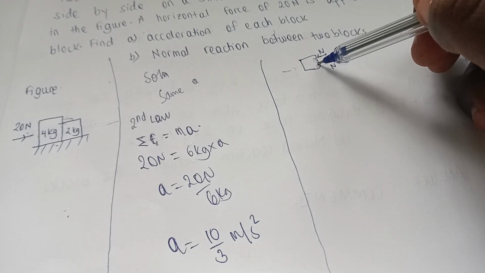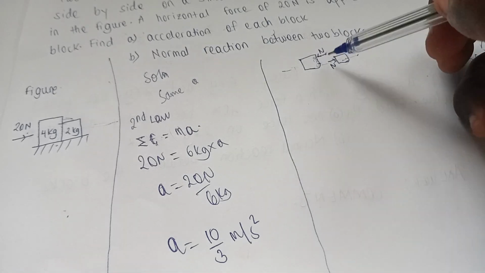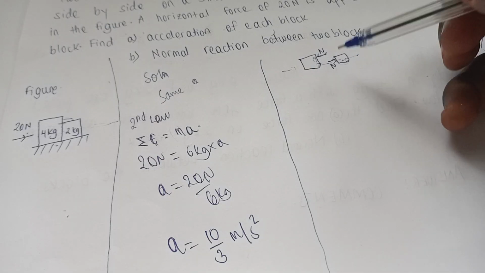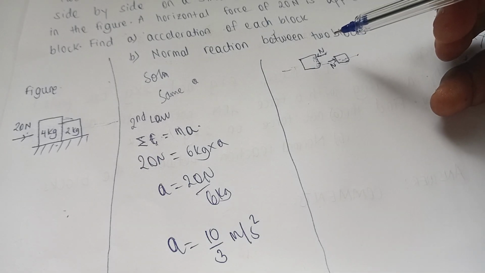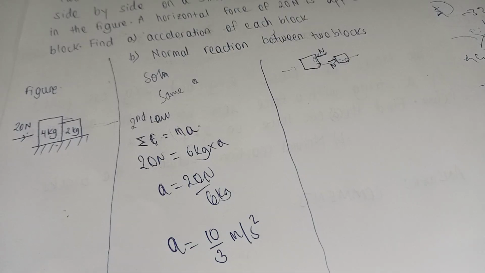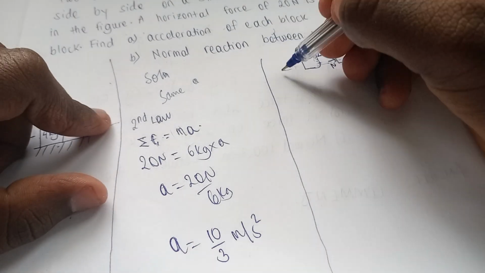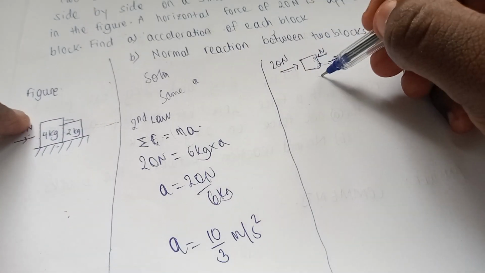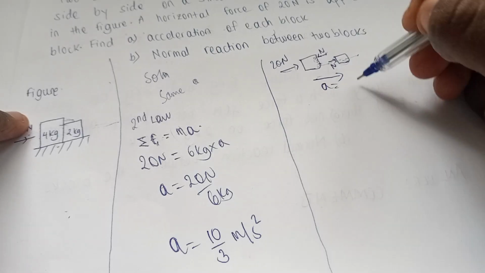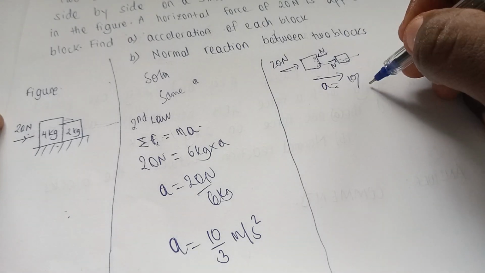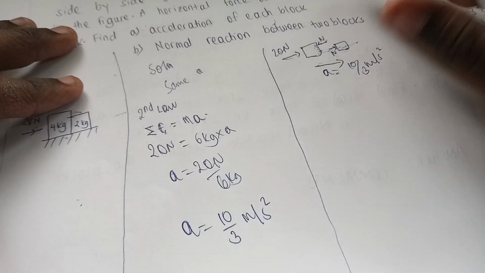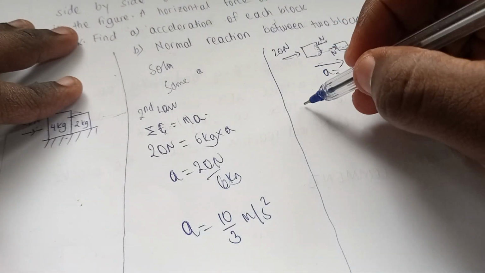So the normal reaction acting on this one will be called N, which is the same as this force acting here. So we just call it also N, the action force. We just call it N because it is equal to the normal reaction force. Now we need to find the normal reaction. Remember here there is 20 Newton acting, and this system is moving at an acceleration of 10/3 meters per second squared. Now we have it from Newton's second law of motion again.